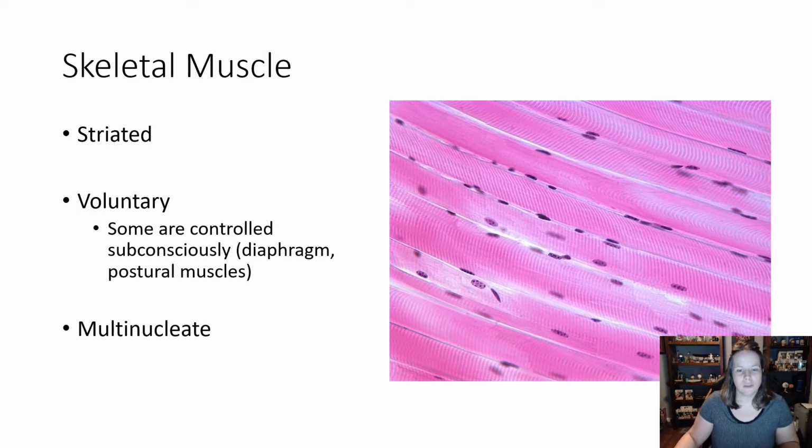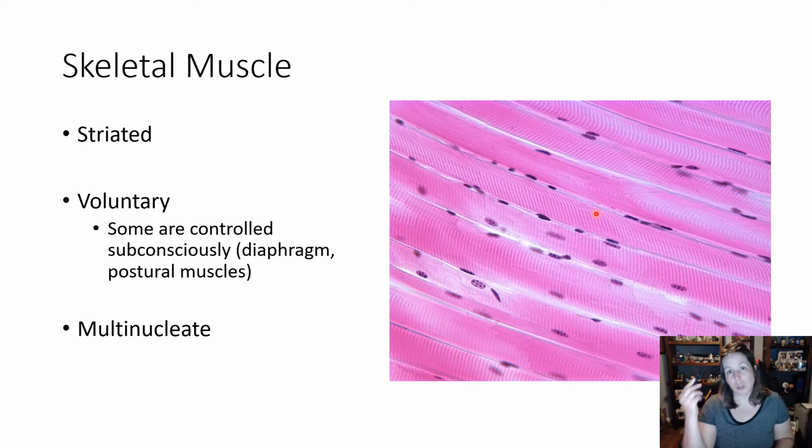Now, skeletal muscle, if you remember, it is striated. So we have these sort of vertical bands, these alternating dark light bands. We'll talk about how we get those soon. It is voluntary, which means this particular tissue is under conscious control. I can tell my muscles when to contract and when to relax.